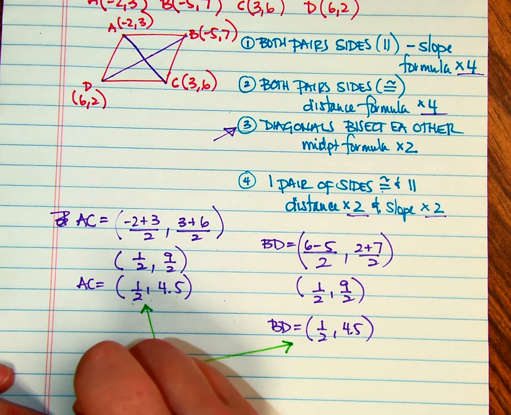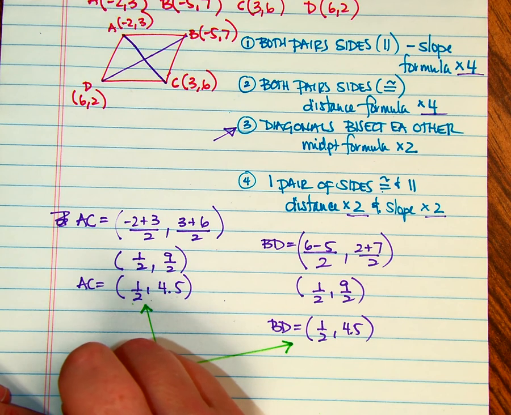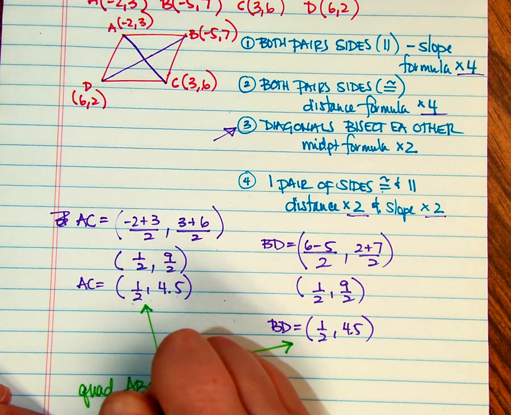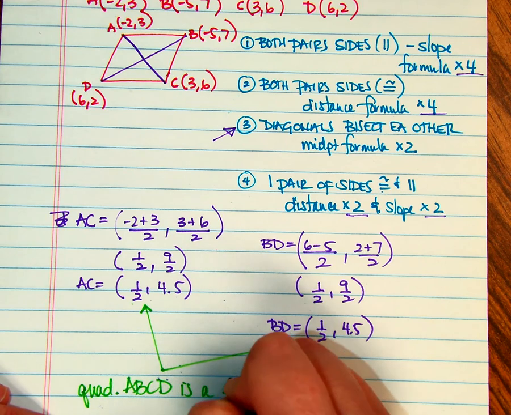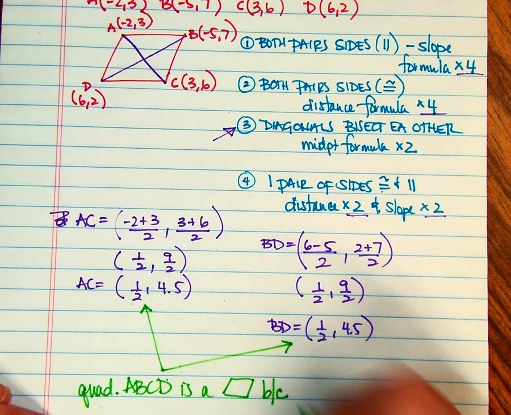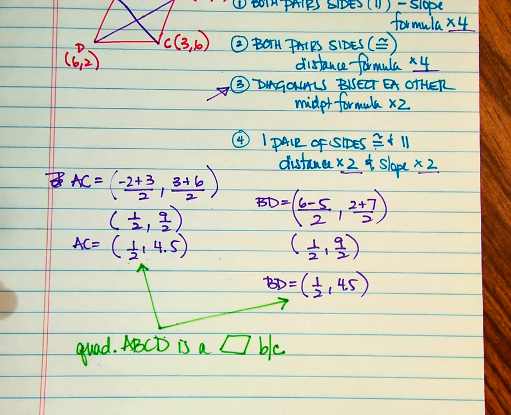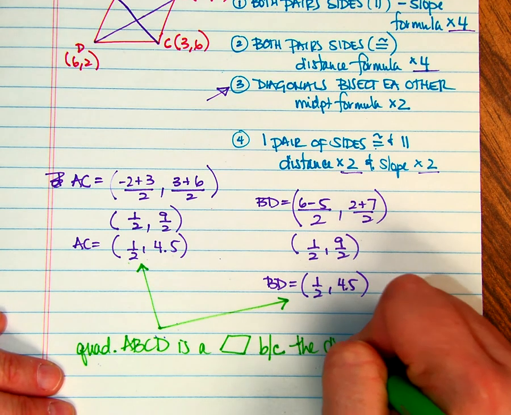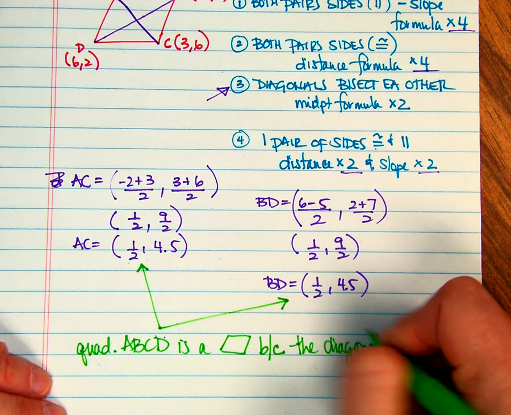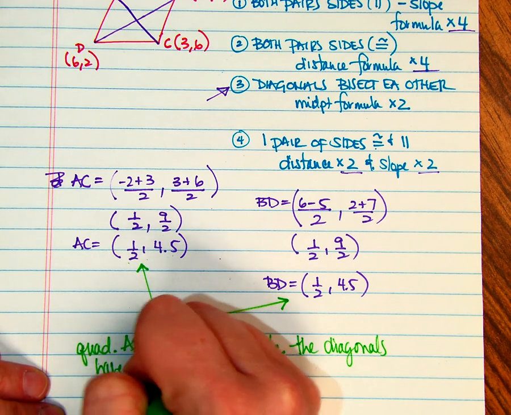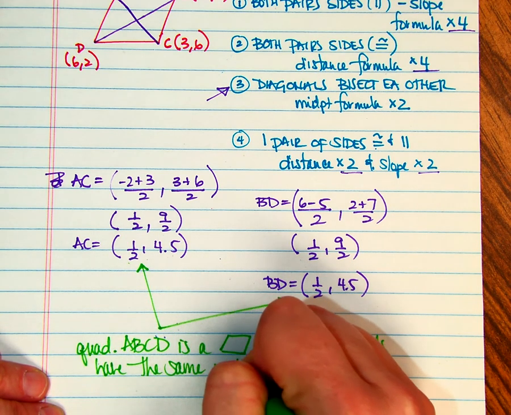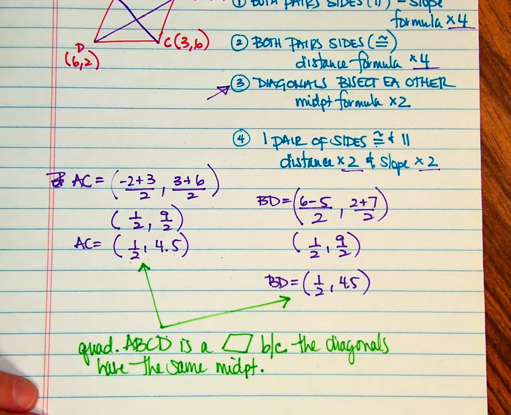So I can say that quadrilateral ABCD is a parallelogram because, this is the important piece, the diagonals have the same midpoint.